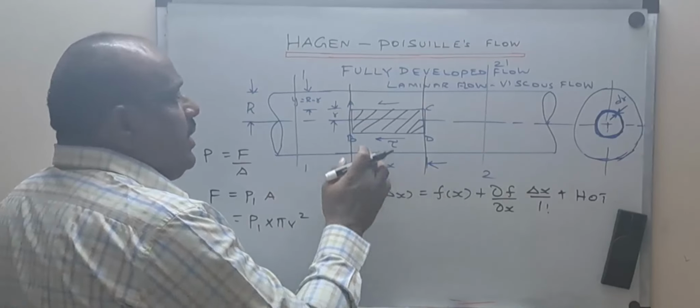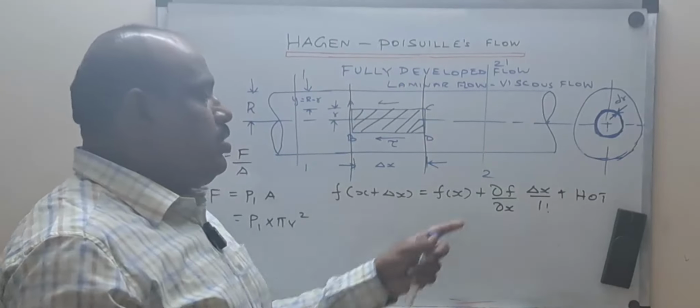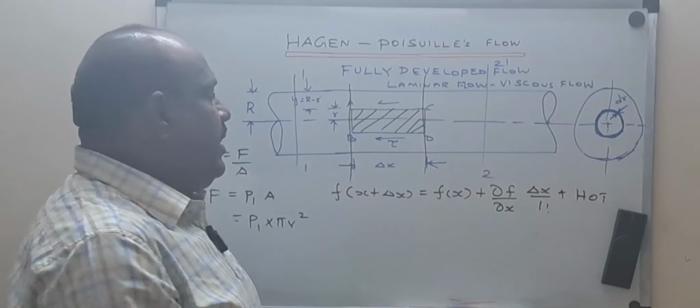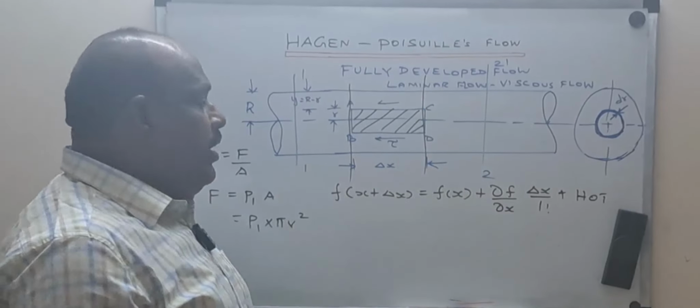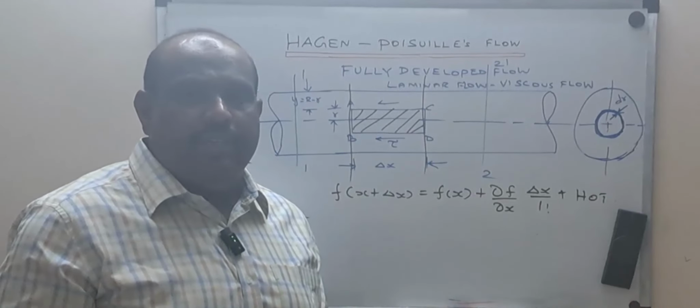What is f of x? The pressure at AB. The pressure force at AB plus dou f by dou x into delta x. Here delta x is nothing but the length of the element. When I want to apply this formula, this delta x should be very, very small.